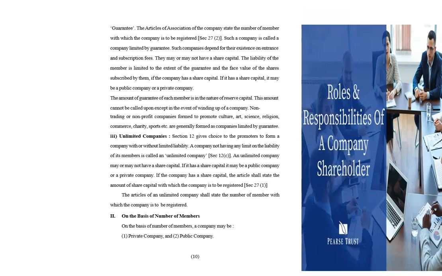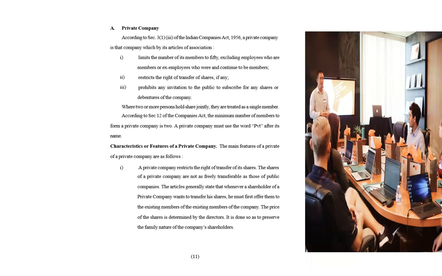The articles of association of the company state the number of members with which the company is to be registered, right? Such a company is called a company limited by guarantee. Unlimited companies: Section 12 gives the promoters a choice to form a company with or without limited liability. On the basis of number of members, a company may be a private or public company.